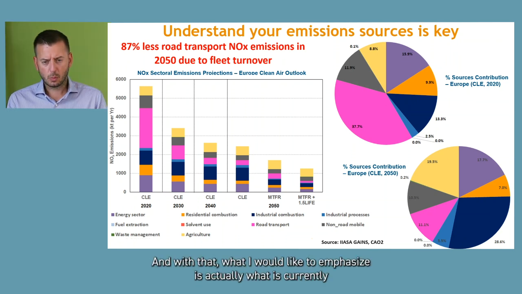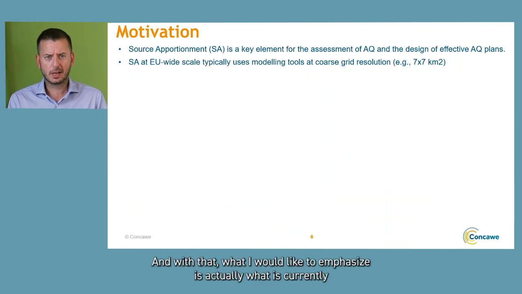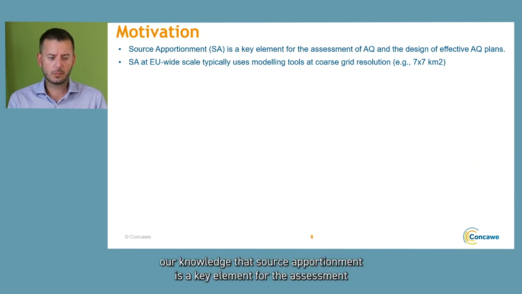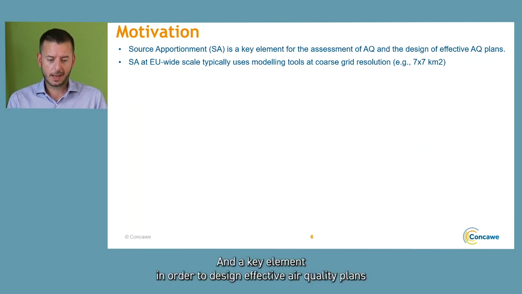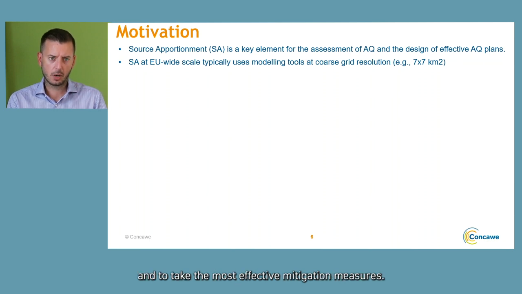With that, what I would like to emphasize is what is currently acknowledged: source apportionment is a key element for the assessment of air quality over regions and cities, and of course over Europe, and a key element in order to decide effective air quality plans and to take the most effective mitigation measures.